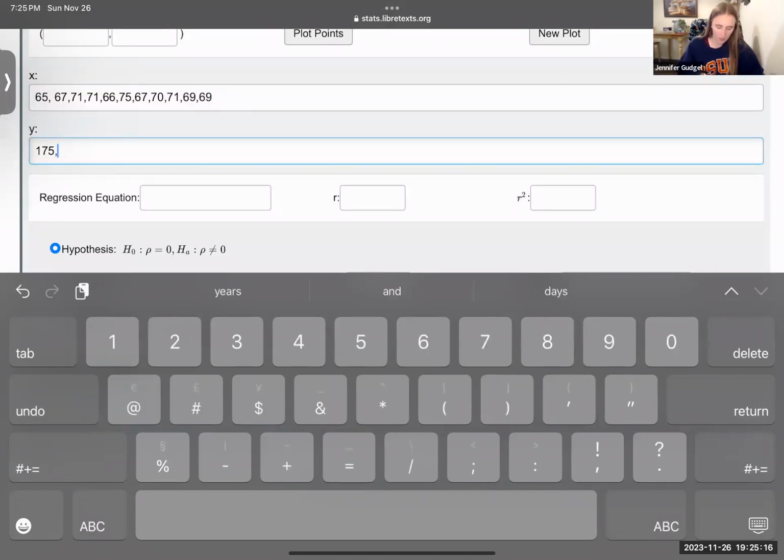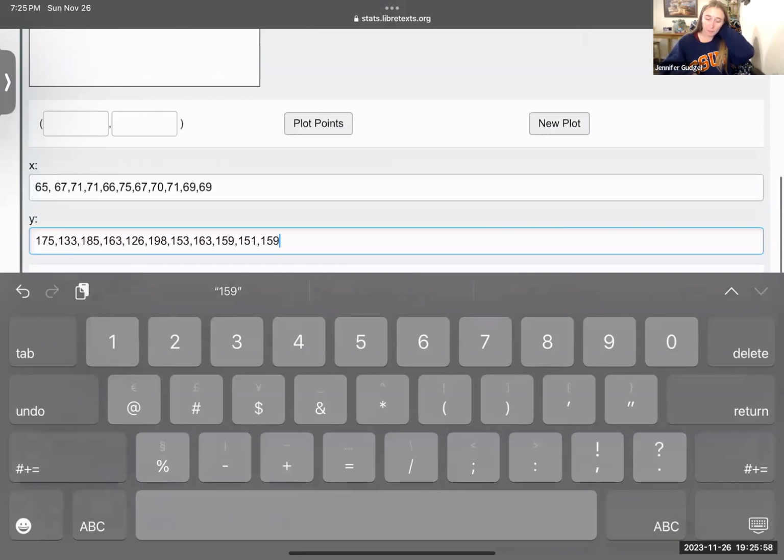Hopefully they are right. 175, 133, 185, 163, 126, 198, 153, 163, 159, 151, and 159. 1, 2, 3, 4, 5, 6, 7, 8, 9, 10, 11. All right, hopefully those are right.